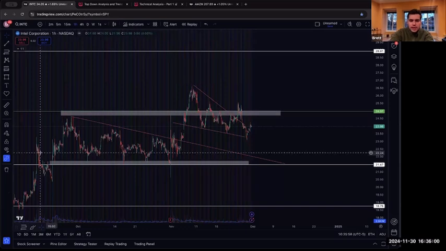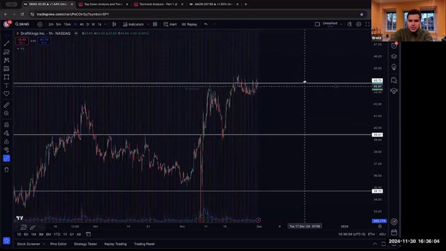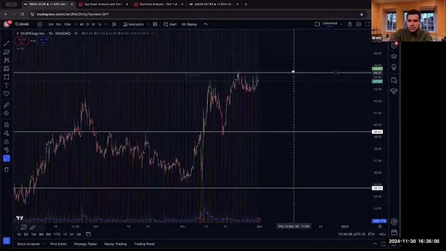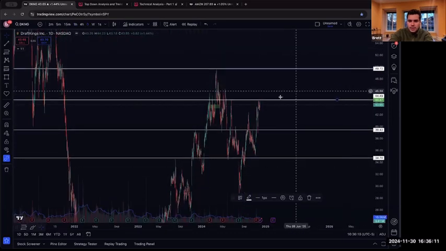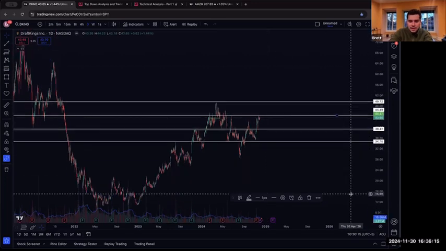Let's move on. Let's do DKNG, DraftKings. DraftKings is interesting, look at this. You can see a lot of reactions coming here at 44.50. Very, very nice level, and a daily level as well. So if it breaks 44.50, this is going to go higher back in at 50. It's the next big level of resistance, 50.